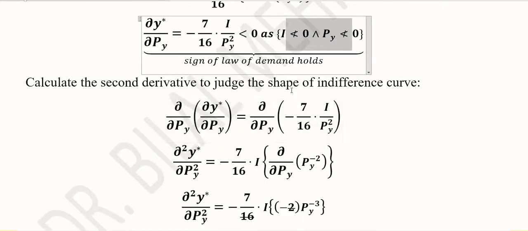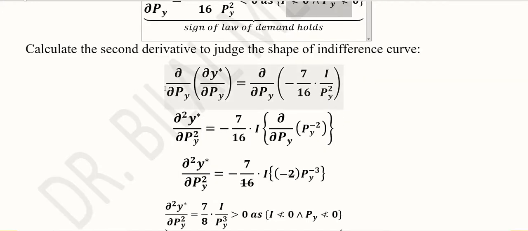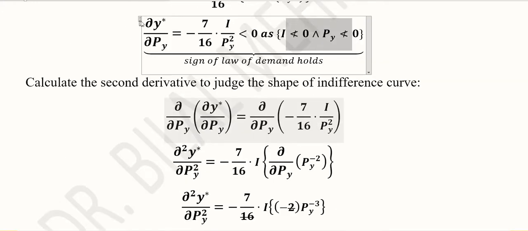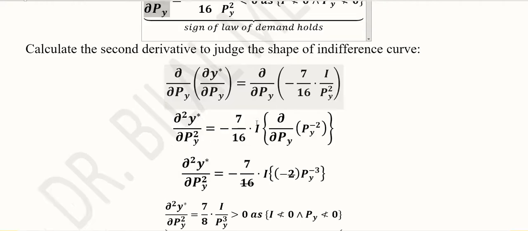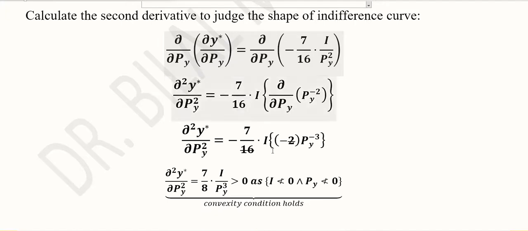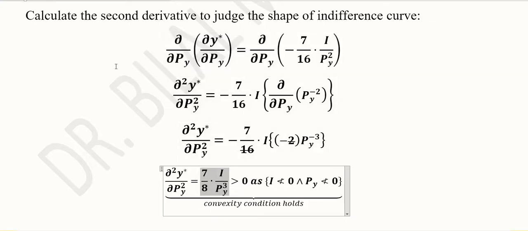We can also judge the shape of the indifference curve simply by taking the second derivative of the marginal version of the demand function of y. So we have done that, and once we did this, we got this answer, which is actually a positive value, because all of these are at least non-negative. So the positive answer of the second order derivative of the demand function is actually showing that there is convexity in the indifference curve, which is the standard form that we usually observe in the indifference curve analysis.